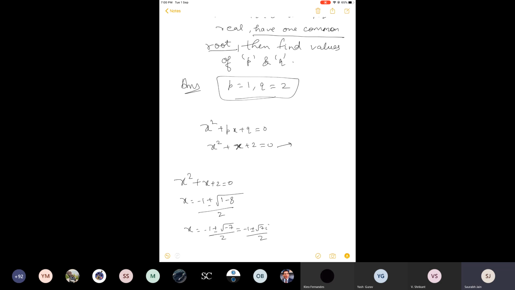Because they can be actually calculated. They are (-1 + √7 i)/2. This can be written like this. And the next one is (-1 - √7 i)/2. This is the second root. So we have these two roots, right?